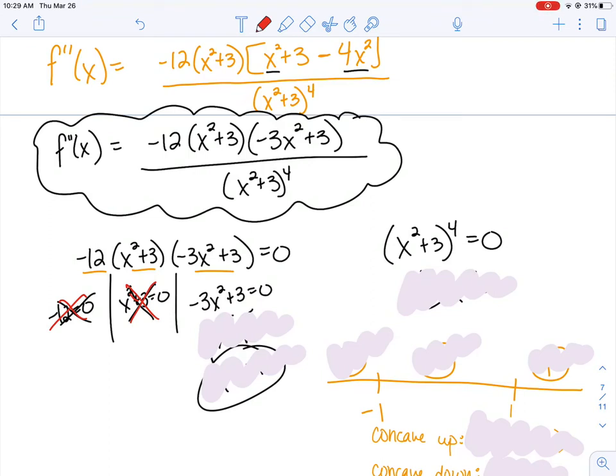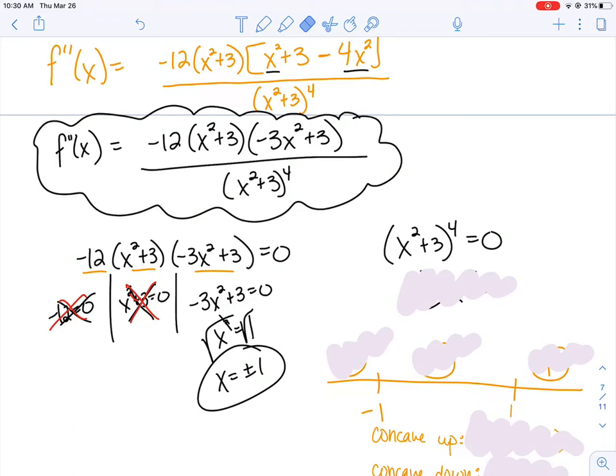So my second term, if I subtract the 3 and I divide by negative 3, I now have x squared equals 1. I can square root both sides, and be careful, you should end up getting x equals plus or minus 1. So I have possible points of inflection at x equals plus and minus 1, correct?